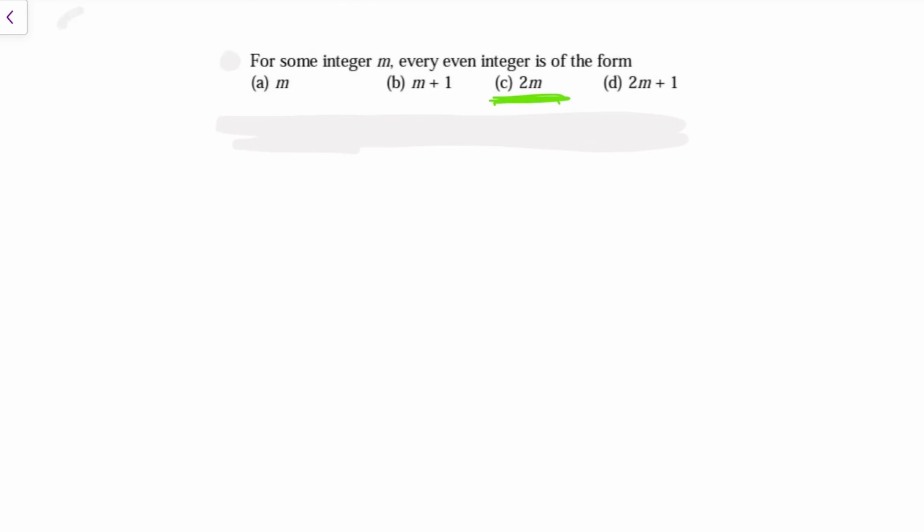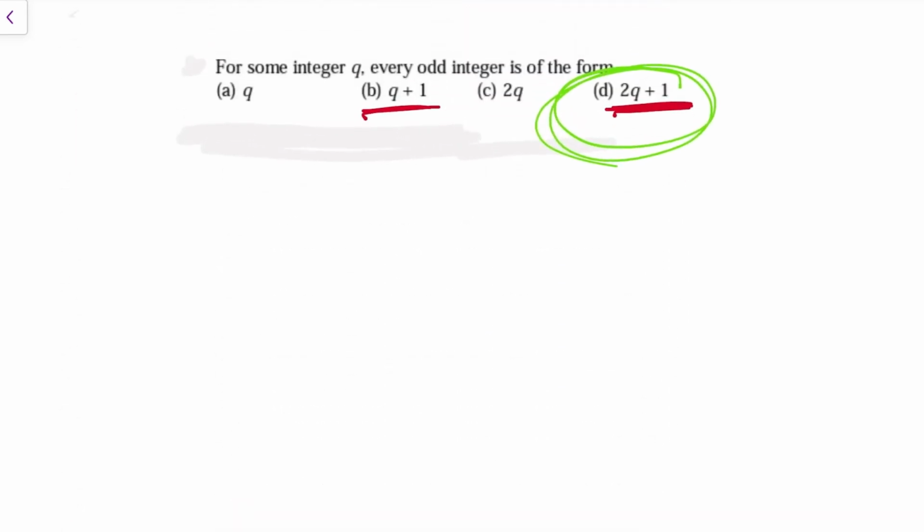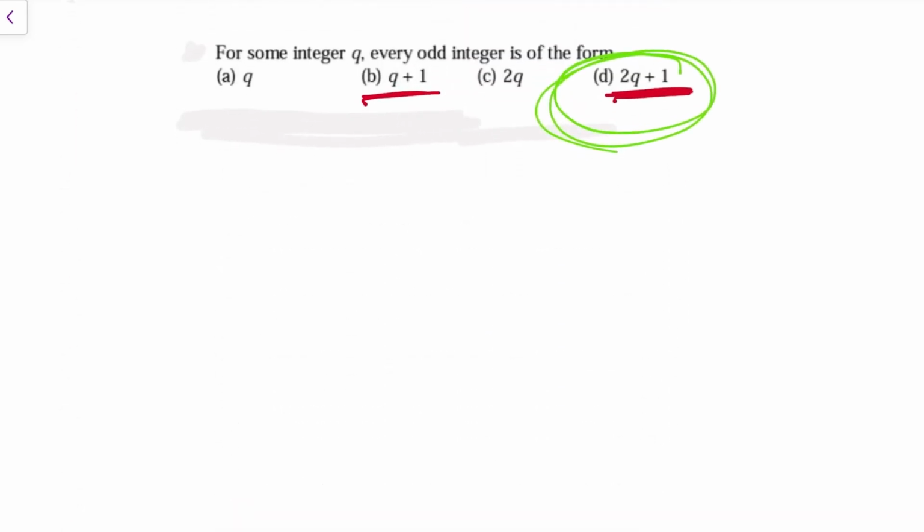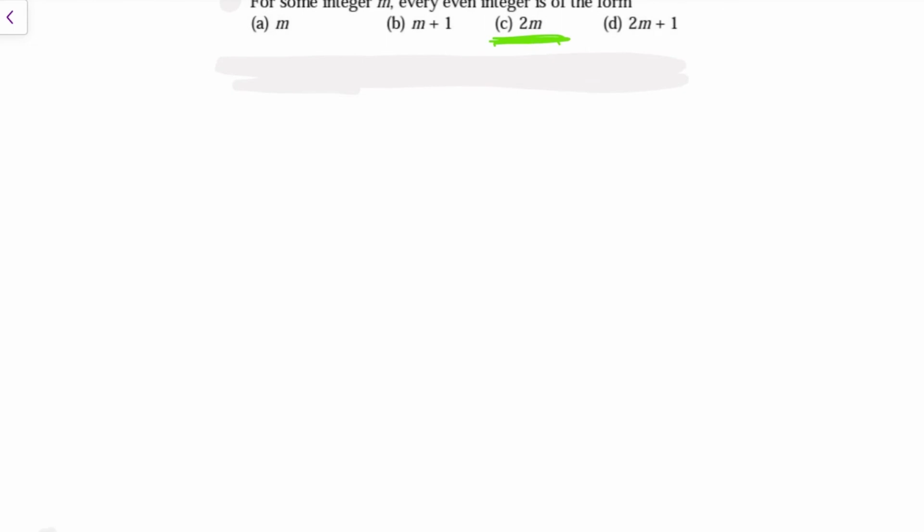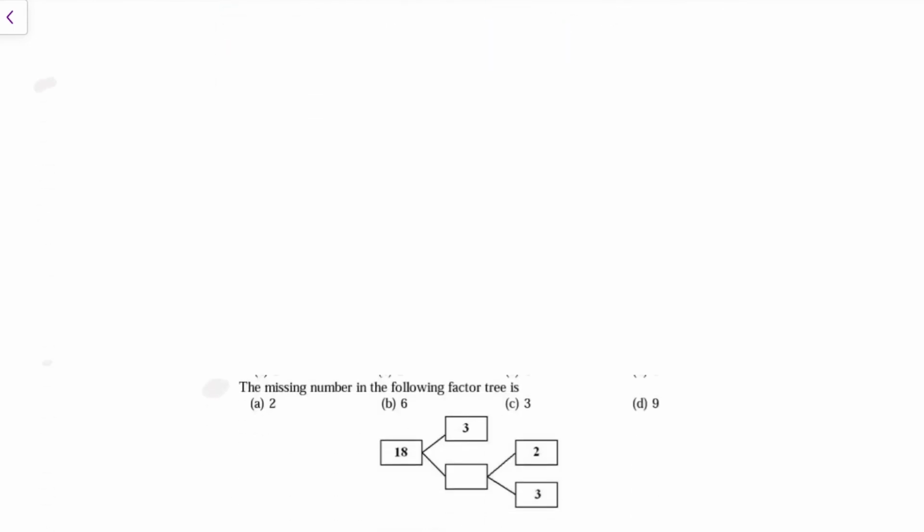Next. From the previous question and this question we can conclude one thing. If the variable is q, then an odd number is in the form of 2q plus 1, whereas an even number will be in the form of 2q.